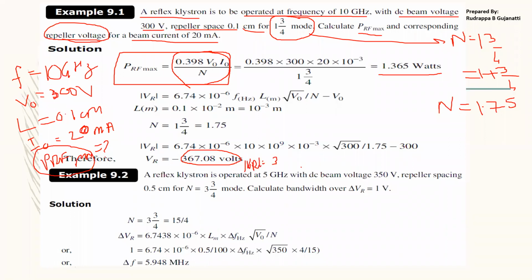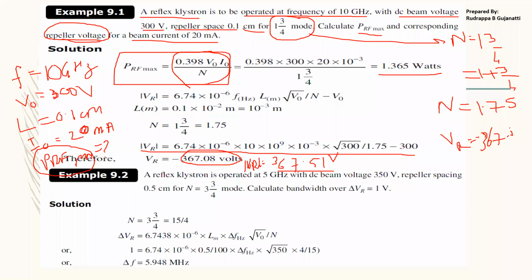Magnitude of VR is 367. In my case, I had got it as 367.51 volt. There may be slight changes depending on how many decimals you're using, but you'll be getting around 367. You will not be getting any other difference. And since we know that repeller voltage is negative, once you get the magnitude, you can just write VR is minus 367.51, or you can utilize what he has given, that is minus 367.08.